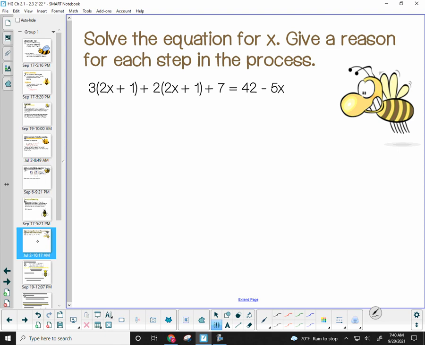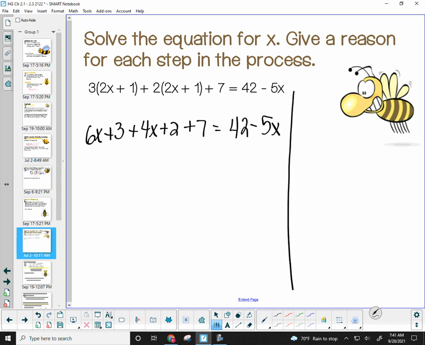Distribute? Okay, so I'd end up with 6x plus 3. I'm going to distribute again, right? Plus 4x plus 2 plus 7 equals 42 minus 5x. Do you remember the name of the property that allows us to do that? The distributive property. So I can tell you, I know I can do that because the distributive property tells me so.